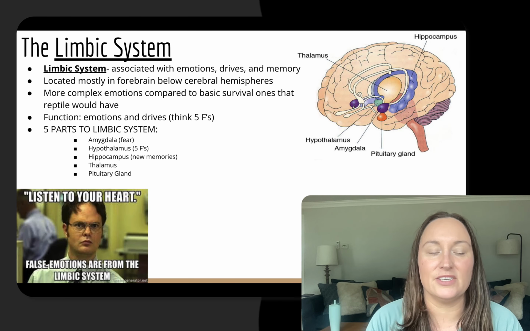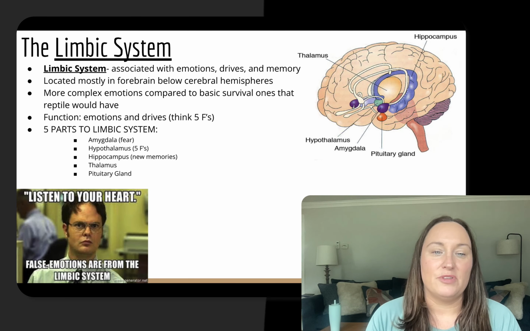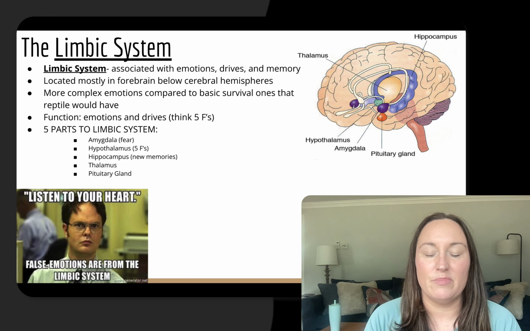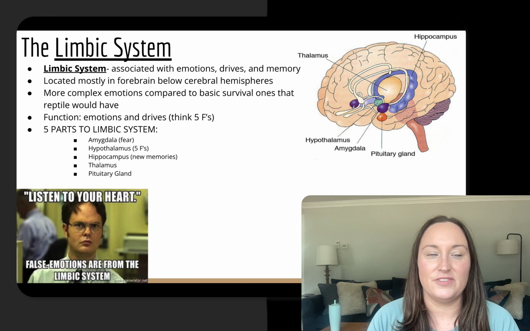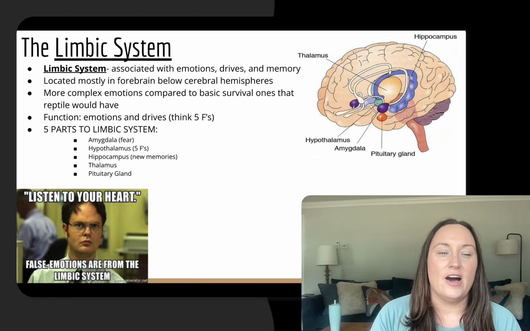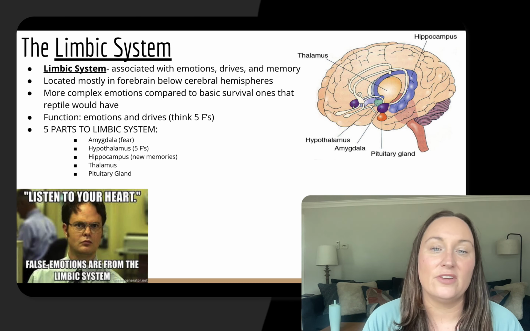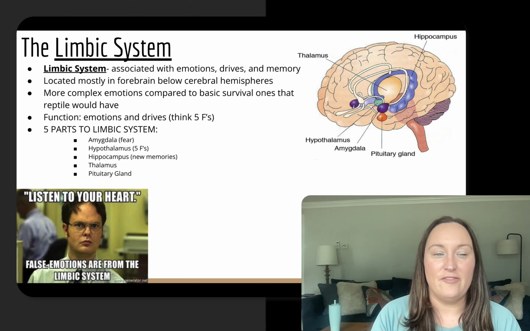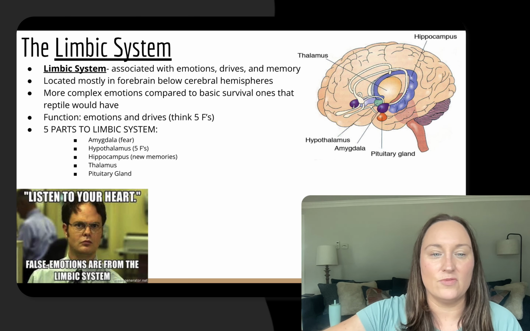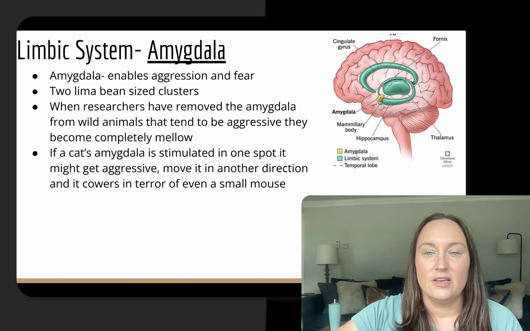The limbic system is associated with emotions, drives, and memory. It's located mostly in the forebrain below the cerebral hemisphere. So it's going to handle our emotions and the ones that are important to survival, like fear and aggression. And it's going to also handle our drives. There are 5 parts to the limbic system that I'm about to go through. So each of these will have their own slide for me to discuss.